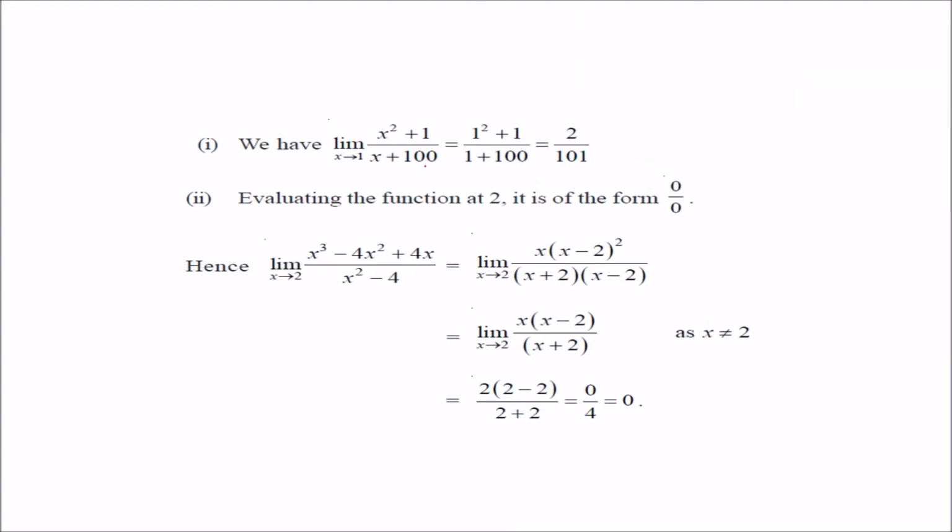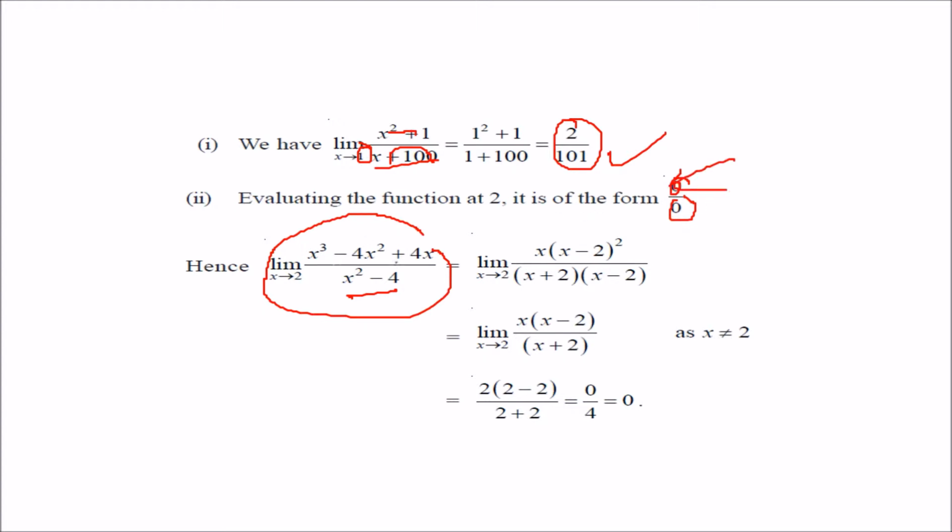So let us solve this. First is x square plus 1 over x plus 100. Place the value 1 here. We get 1 plus 1 over 1 plus 100. You get 2 by 101. No problem with that. Next is, if you place 2 in the place of x, then you are going to get 0 by 0. So we are not able to solve it directly like this. You will not just directly place 2 and say the value is 0 by 0.